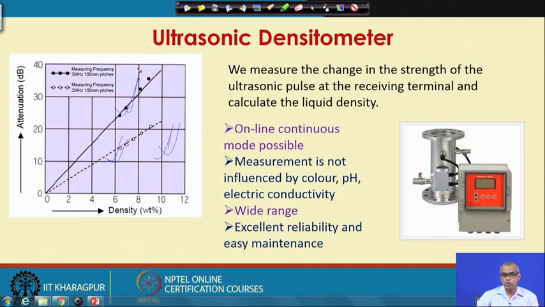Online continuous mode is possible. Measurement is not influenced by color, pH or electrical conductivity. It has wide range, it has excellent reliability and easy maintenance. So, this is a real example or real image of an ultrasonic densitometer. You can see the transmitters and receivers are connected across the tube through which the flow will be there.